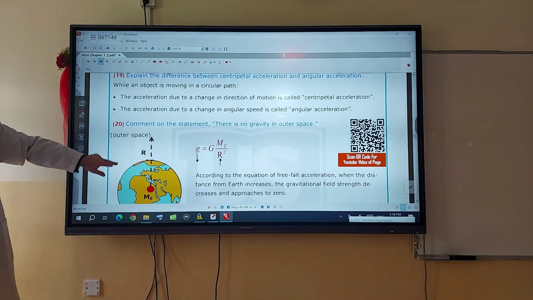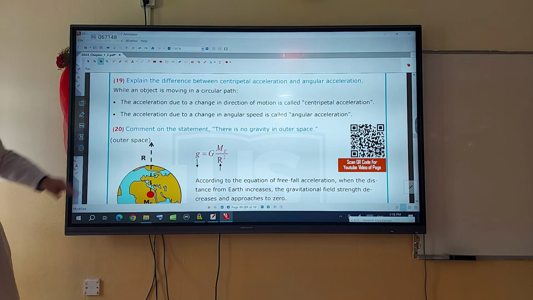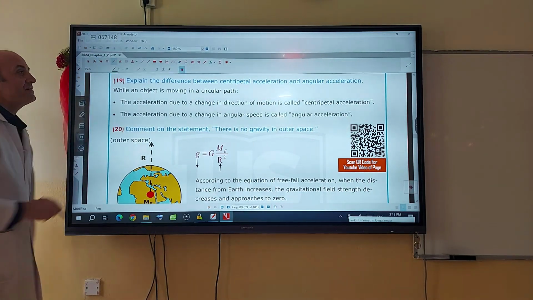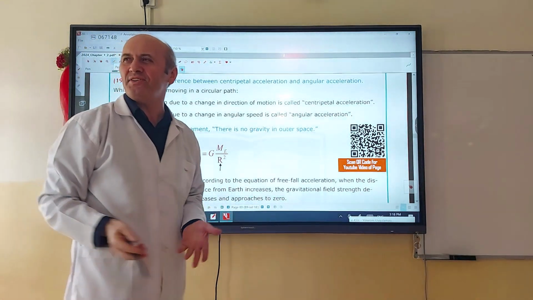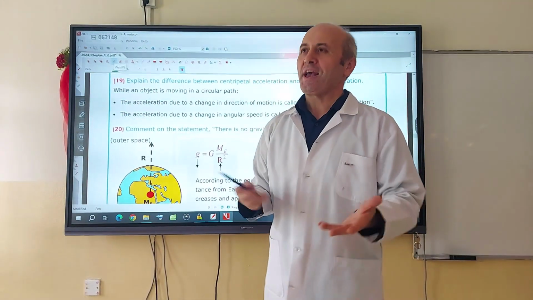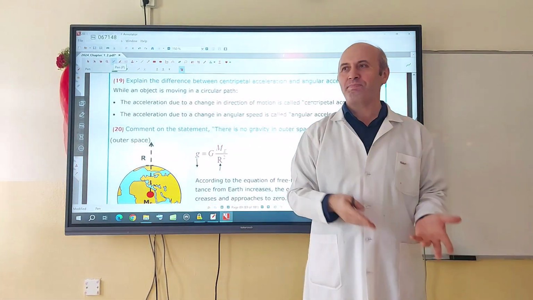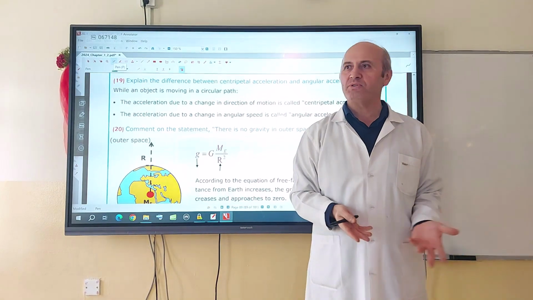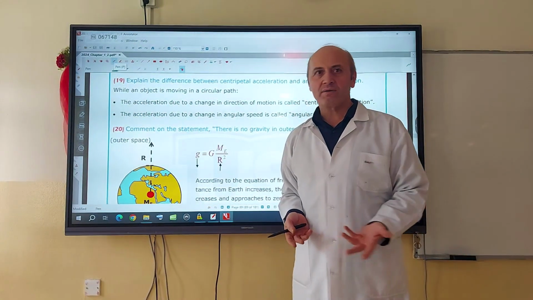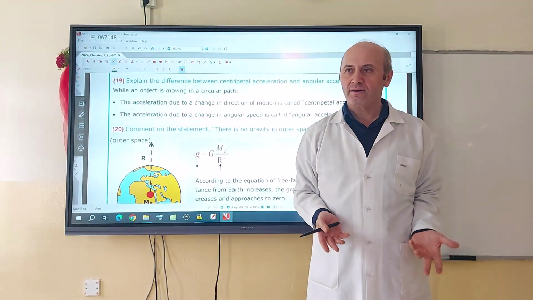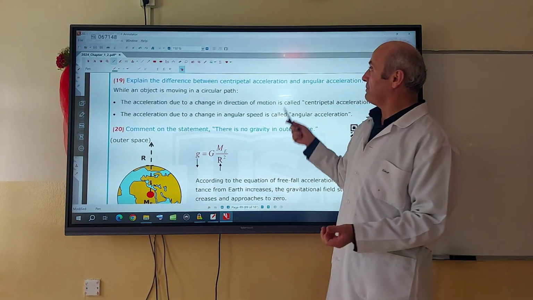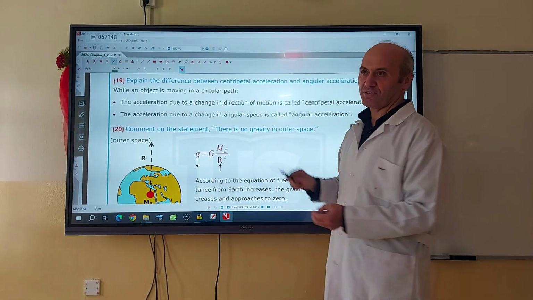Then, question number 19. Explain the difference between centripetal acceleration and angular acceleration. Again, it's in fact similar to the question: explain the difference between linear speed and angular speed. One of them is measured in terms of distance, the other is measured in terms of angle. Similarly, this is a bit different: centripetal acceleration and angular acceleration.